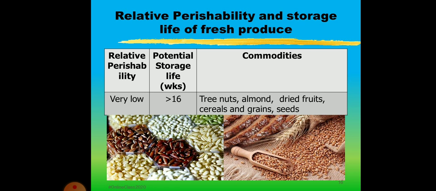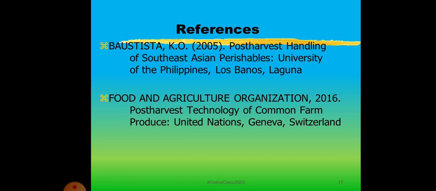And lastly, we have here the durables. The durable crops can withstand for more than 16 weeks or even years. So we have here the tree nuts, the almond, dried fruits, cereals, grains, and seeds. Kabilang dito ang rice and corn, as long as the rice and corn or the cereals reached a moisture content of 14% or lower before storing. Okay, so that's the end of the chapter, and we have here the references.